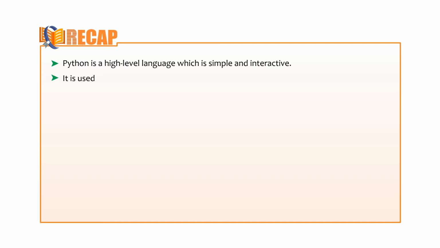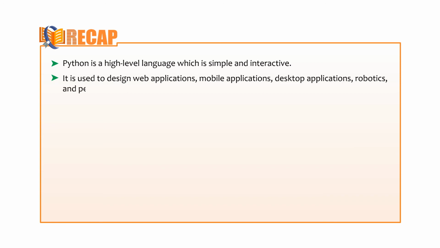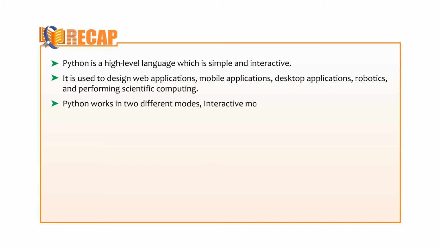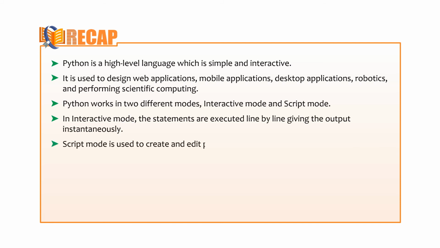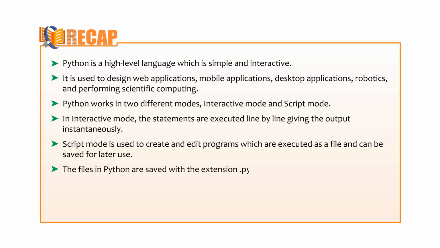Students, let's take a recap of this lesson. Python is a high-level language which is simple and interactive. It is used to design web applications, mobile applications, desktop applications, robotics, and performing scientific computing. Python works in two different modes, interactive mode and script mode. In interactive mode, the statements are executed line by line, giving the output instantaneously. Script mode is used to create and edit programs which are executed as a file and can be saved for later use. The files in Python are saved with the extension .py.